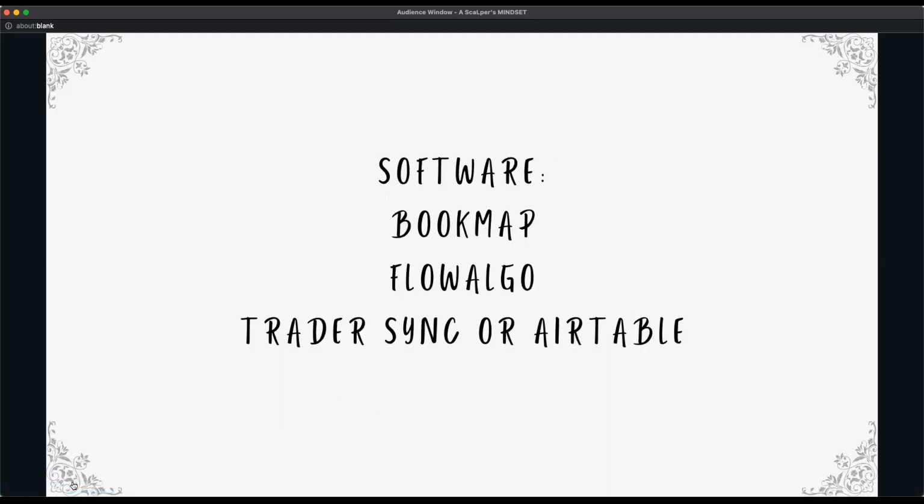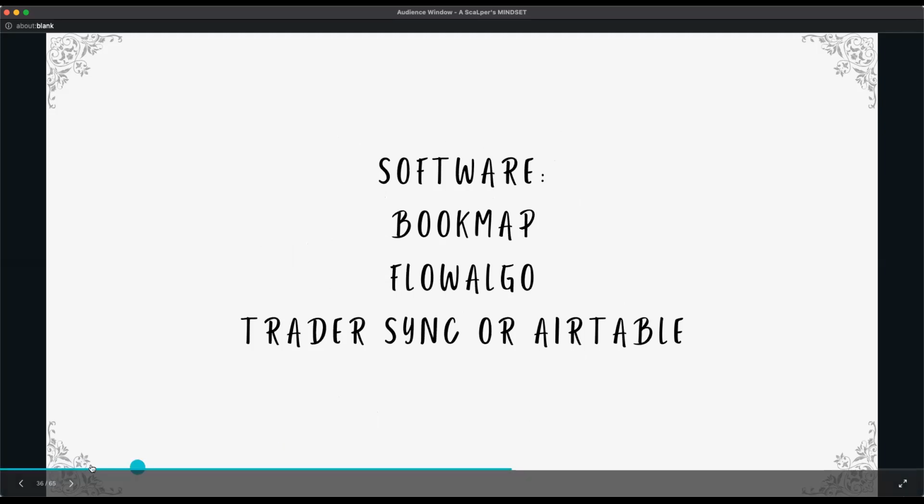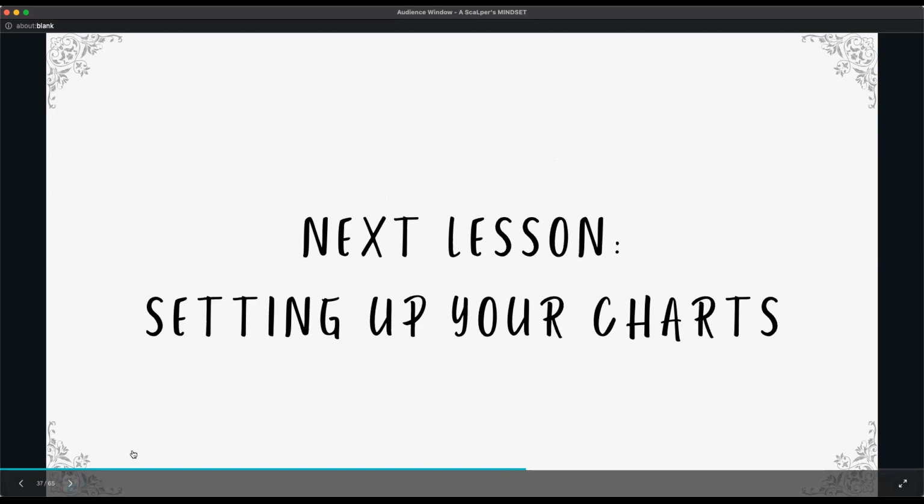Software is going to be Bookmap and Flow Algo. And you're definitely going to need some type of trade management tool. So TraderSync, I like TraderSync, or you can use the custom built one that I made through Airtable, which is available on my YouTube channel. So I'll post a link to that so you can use Airtable to track your trades, which is very, very important. You need to understand which patterns and strategies work best for your trade plan. And then on the next lesson, we're going to go over setting up your charts.